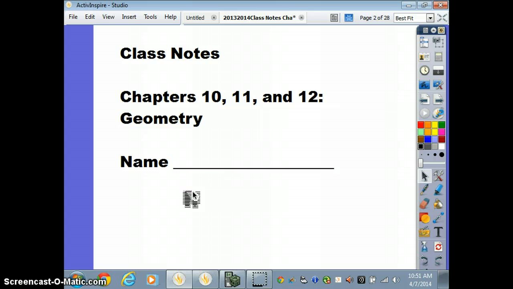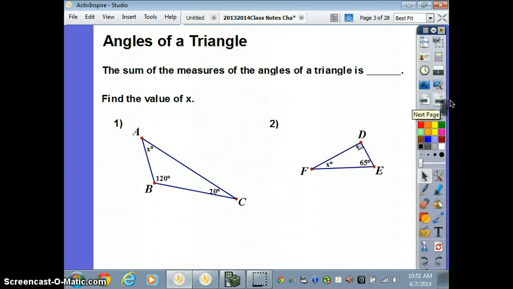This unit is going to be on geometry, just some topics with geometry. We talked about this on Friday. The sum of the measures of the angles of a triangle is 180 degrees. So if we know two angles, 20 and 120, we know the whole triangle sums to 180.